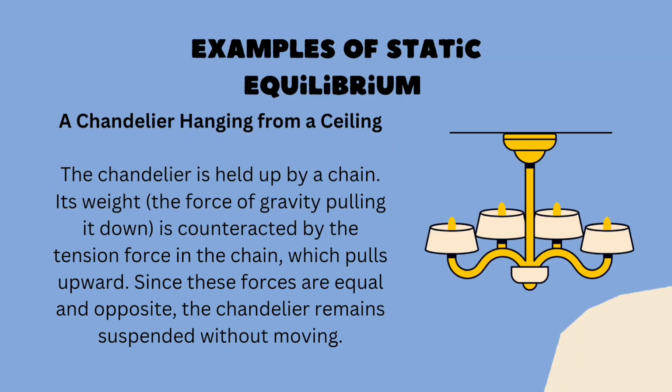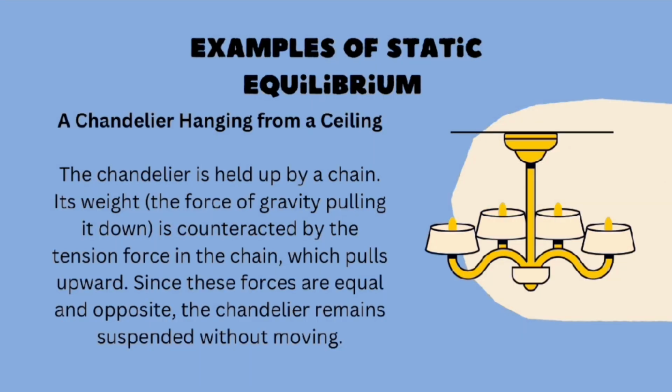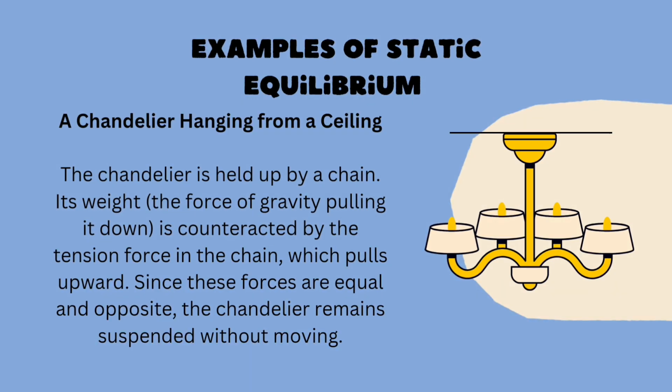Another example is a chandelier hanging from a ceiling. The chandelier is held up by a chain. Its weight, the force of gravity pulling it down, is counteracted by the tension force in the chain, which pulls upward. Since these forces are equal and opposite, the chandelier remains suspended without moving.